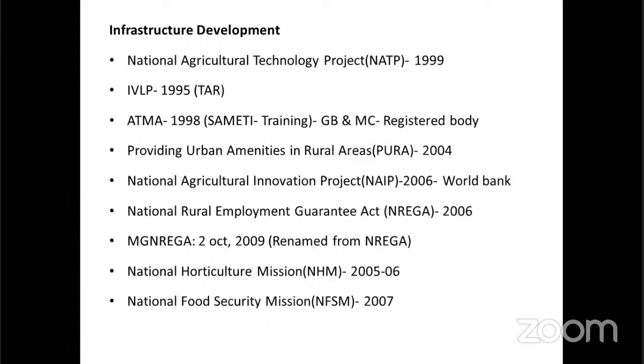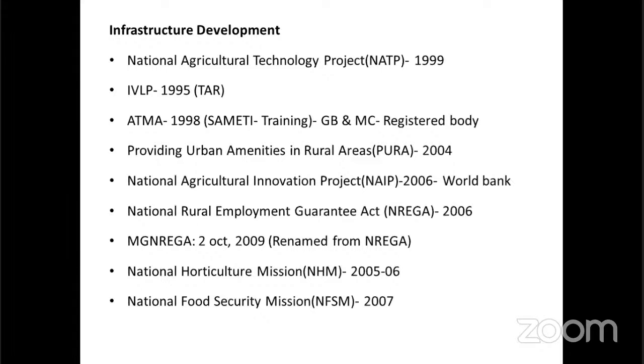Next one is ATMA. Today ATMA is an important one. ATMA means Agricultural Technology Management Agency, which was launched in 1998. For ATMA, the state level training institute is SAMETI, that is the State Agriculture Management Extension Training Institute. SAMETI plays an important role in training the AAOs, AEOs, AHOs and all. For ATMA workers, they can give training to the people in the state as a nodal agency for the state. In this ATMA, we can see a governing board and also a management committee.